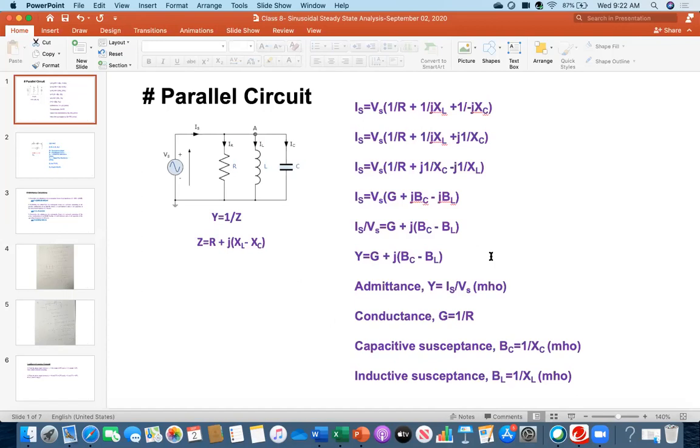So this means that from now on, you will be memorizing this: Y equal to G plus J, BC minus BL. Similarly, you will be memorizing this for series circuit, Z equal to R plus J, XL minus XC. That will help you to calculate the total impedance of the network. So for parallel circuit, I will call it total admittance, which is IS over VS. Everybody, could you follow me so far?